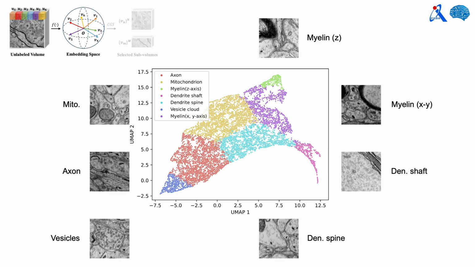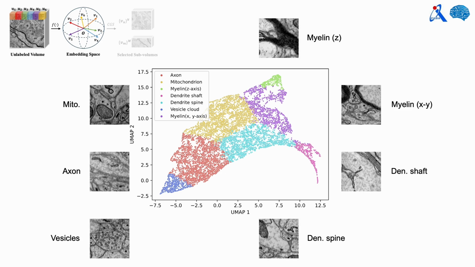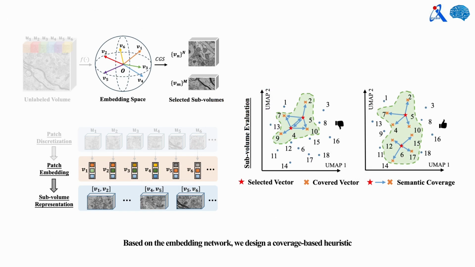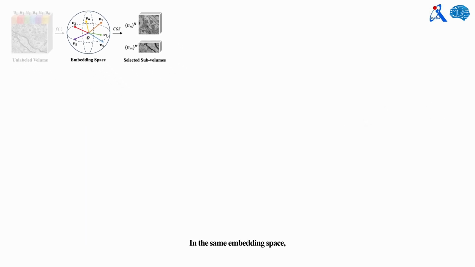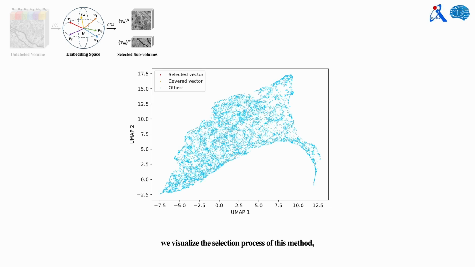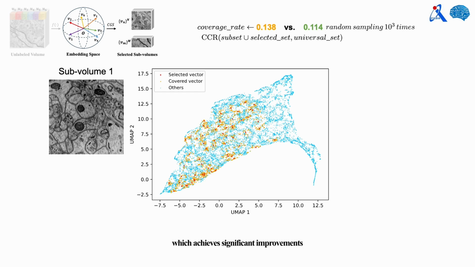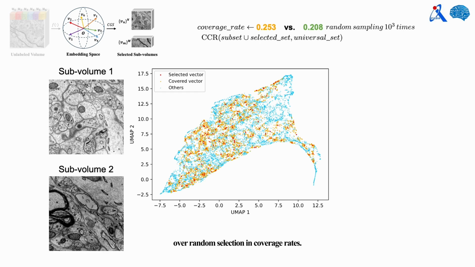Clustering these vectors allows for identifying biologically meaningful distinctions. Based on the embedding network, we design a coverage-based heuristic to identify the valuable subvolumes as labeled data. This algorithm adopts the k-nearest metric to evaluate the semantic coverage of the selected data. In the same embedding space, we visualize the selection process of this method, which achieves significant improvements over random selection in coverage rates.